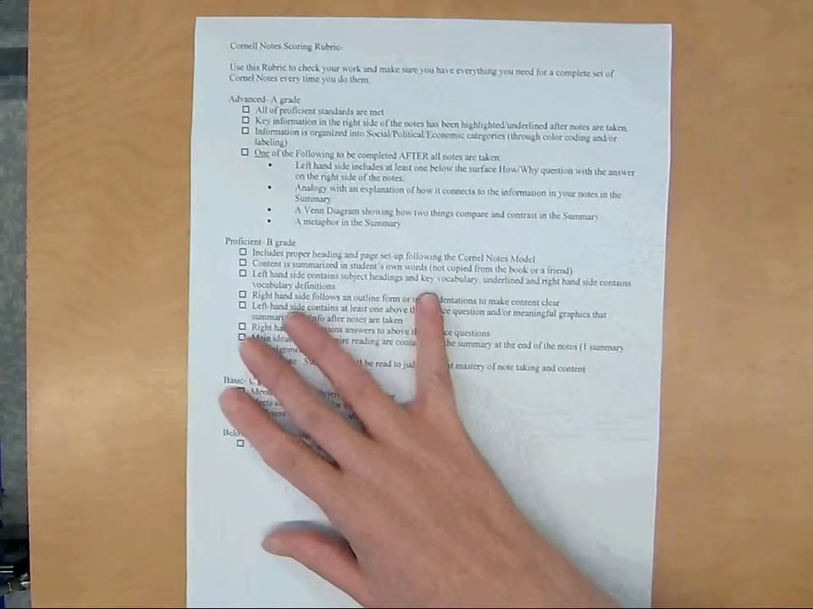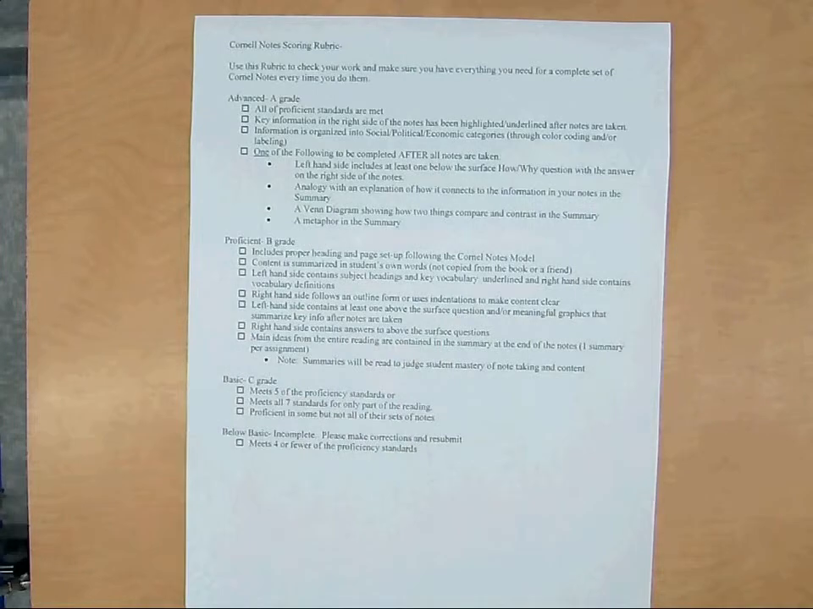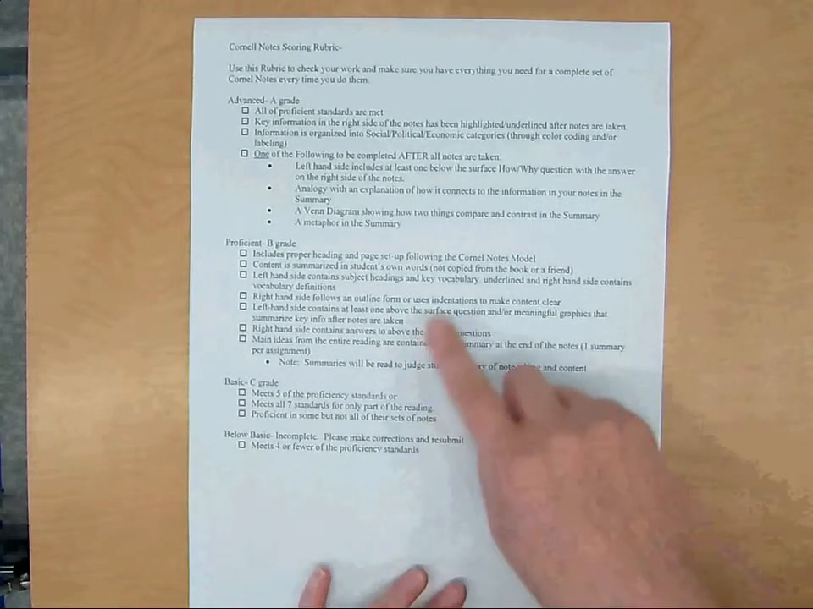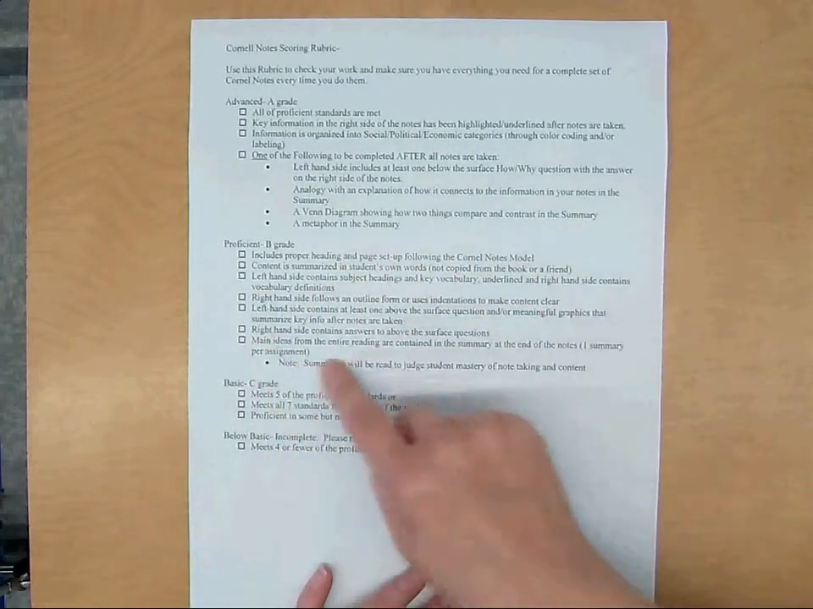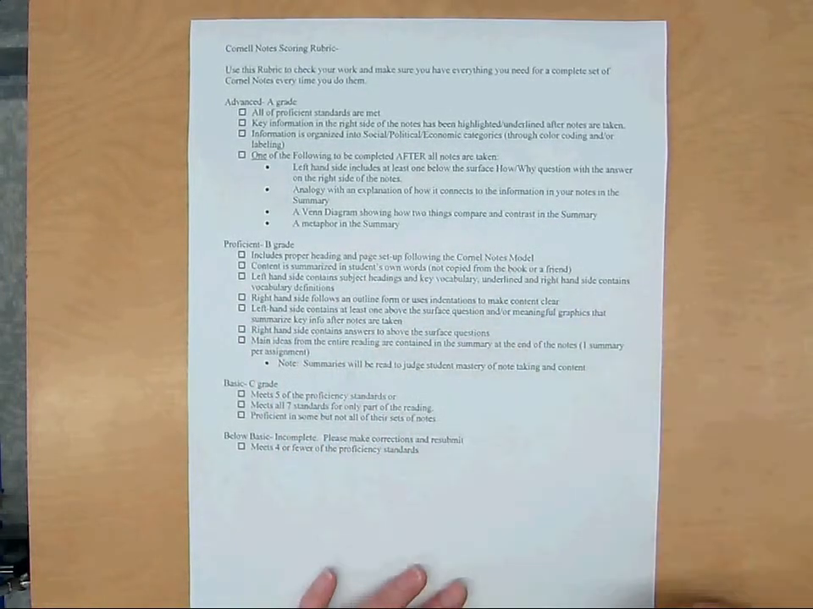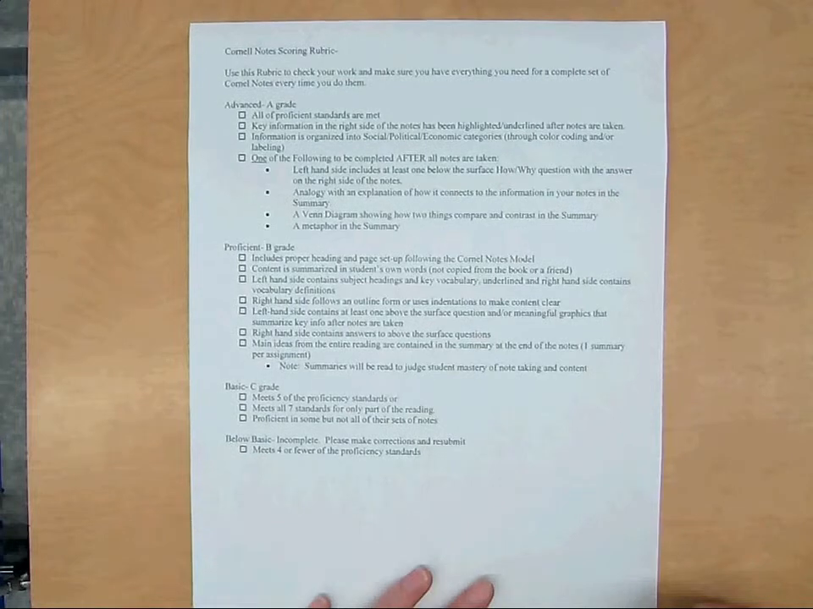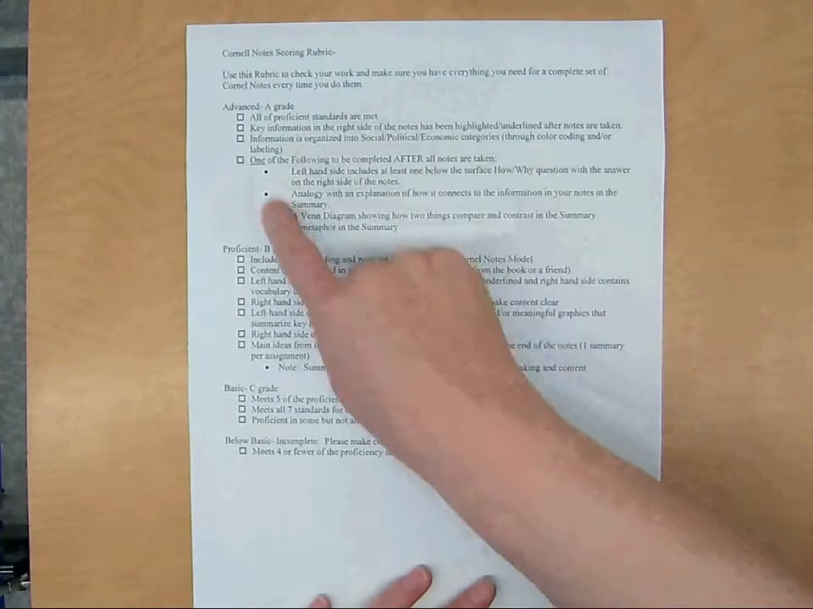In my class, we have a rubric that we use to grade all Cornell notes. That rubric looks like this. In the previous lesson on YouTube, we covered those things that you would need for a B grade. That's the proficient level. Today, I'm going to be covering the things that you would need for an advanced grade. That's the A level.